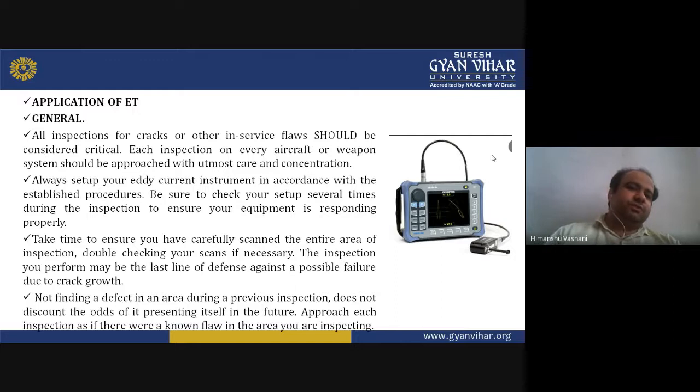Now, the general applications of eddy current testing. All inspections for cracks and other in-service flaws should be considered critical. Each inspection on every aircraft or weapon system should be approached with utmost care and concentration. Always set up your eddy current instrument in accordance with the established procedures, and be sure to check your setup several times during the inspection to ensure your equipment is responding properly.